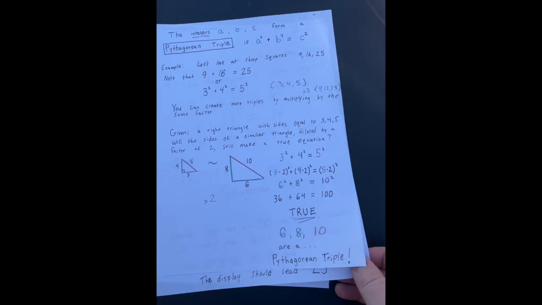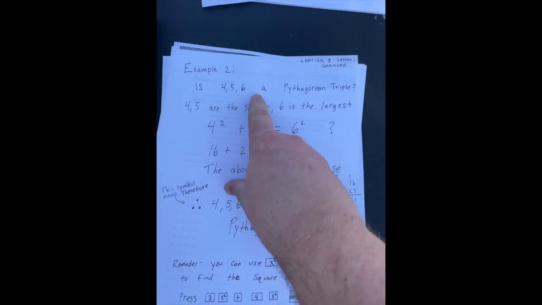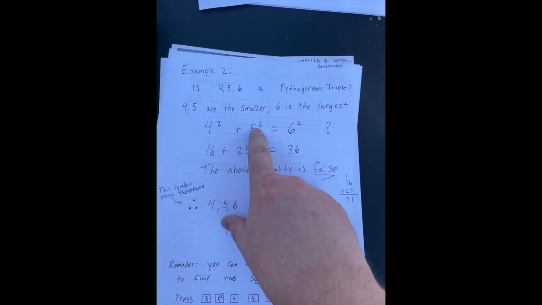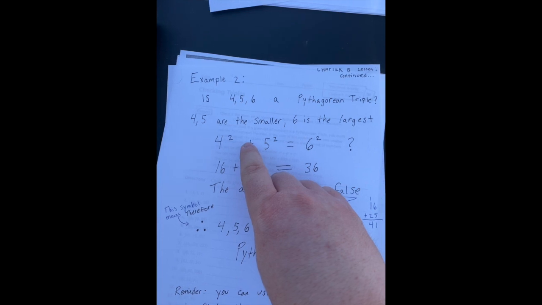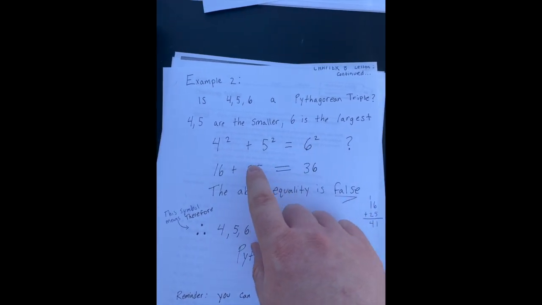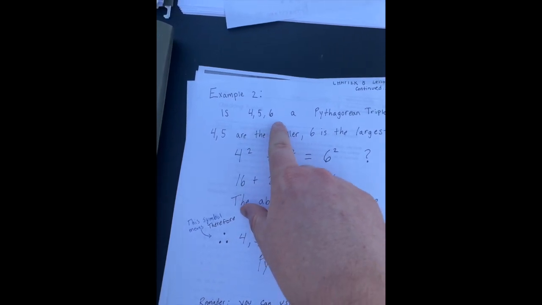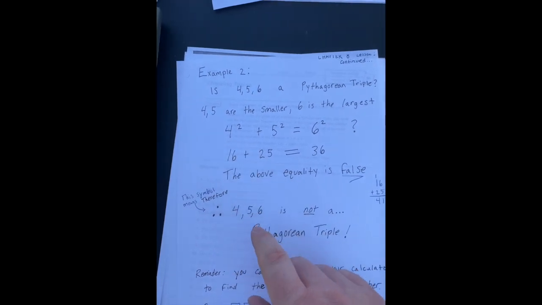All right, let's look at another page here. All right, here's an example. Is the set of 4, 5, 6 a Pythagorean triple? Well, 4 and 5 are the smaller numbers, where 6 is the largest. And in that order, we're going to go ahead and plug it in for our a squared plus b squared equals c squared formula. So 4 is a, 5 is b, and 6 is c. So they're going to be plugged in.